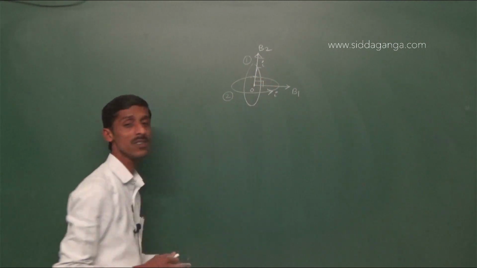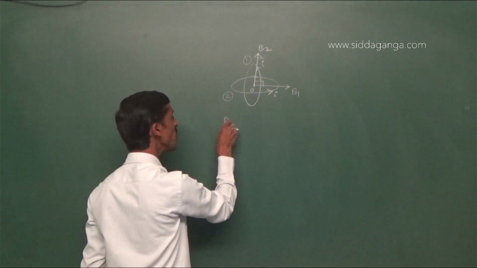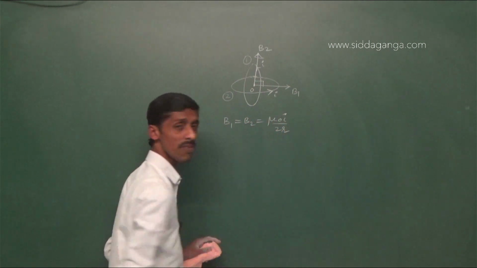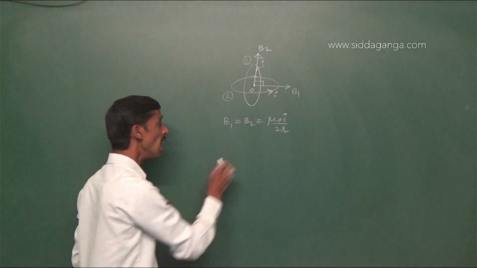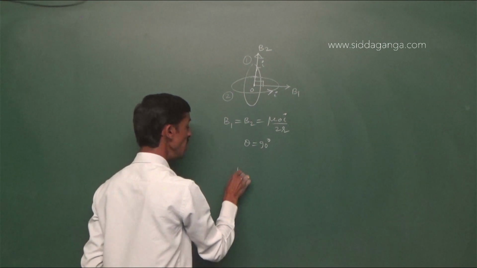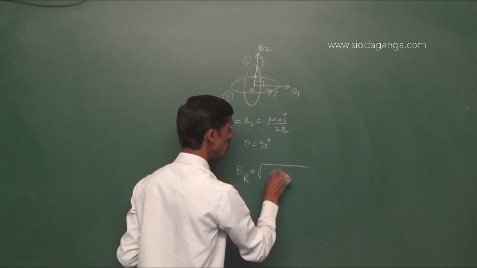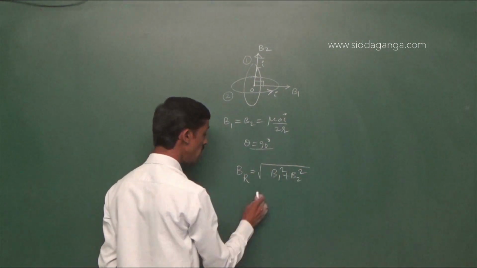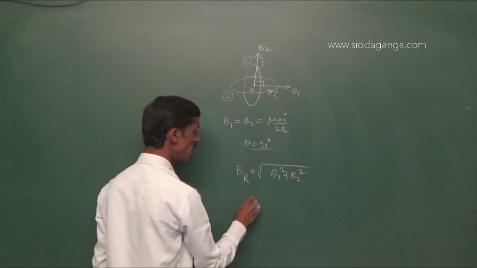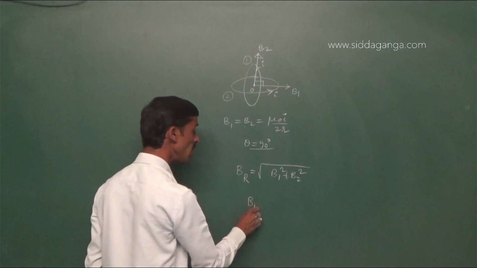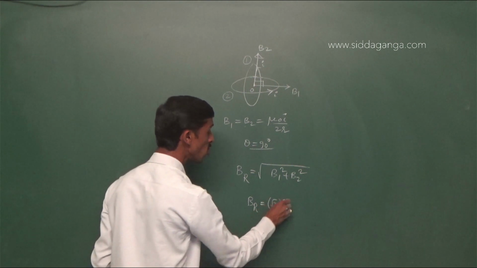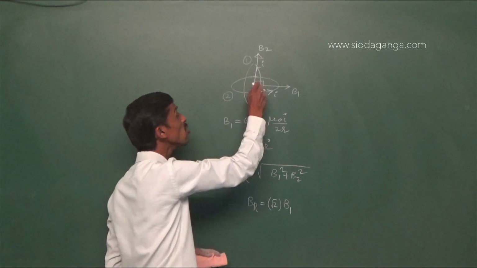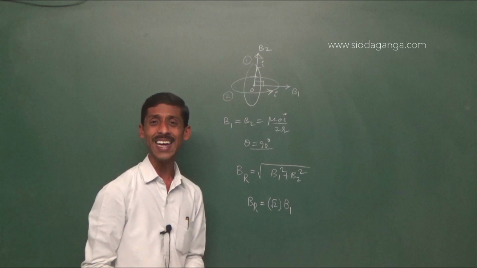What is the angle between these two? 90 degrees. So the magnetic field due to both the loops is mu naught I by 2r. As both are equal, mu naught I by 2r, and the angle between them is 90 degrees. In general, the resultant magnetic field is square root of B1 square plus B2 square plus 2 B1 B2 cos theta. Here theta is 90 and of course B1 is equal to B2. For two equal vectors, when they are perpendicular, the resultant magnetic field will be root 2 times any one. So the resultant magnetic field due to both the loops at the center is root 2 times that of an individual coil.